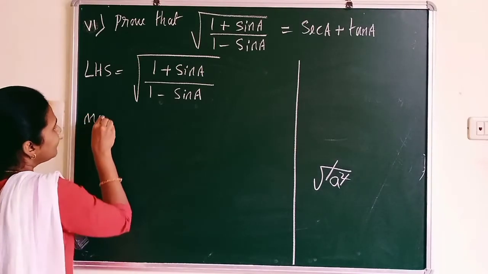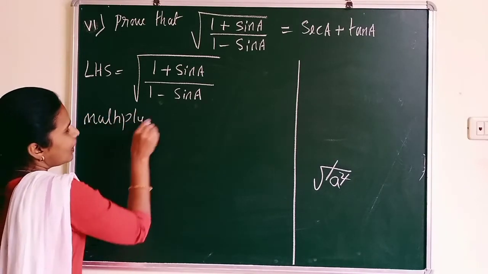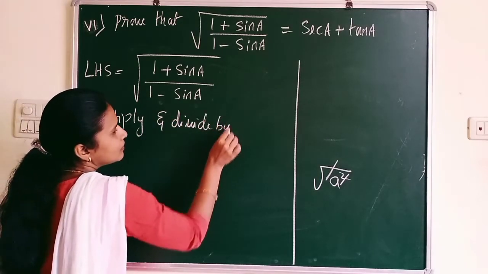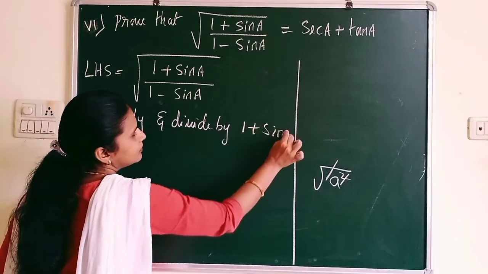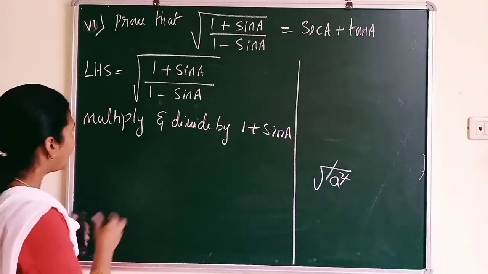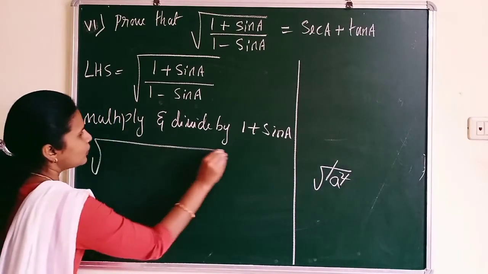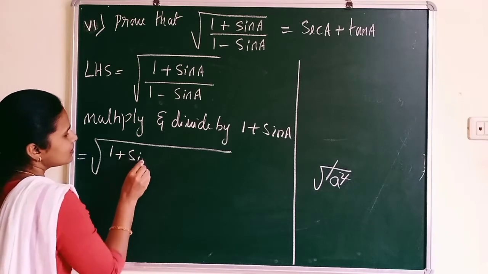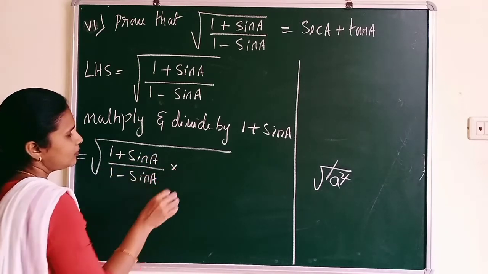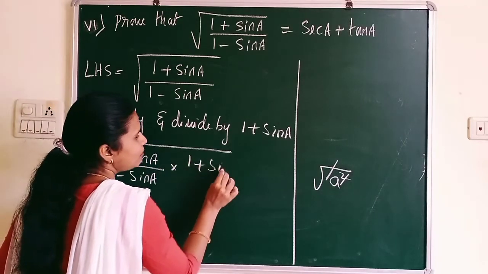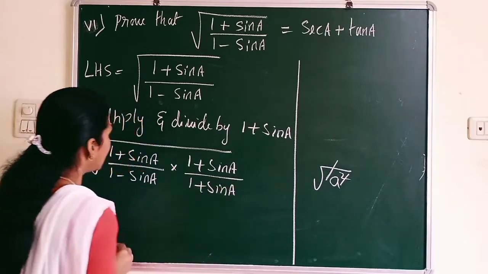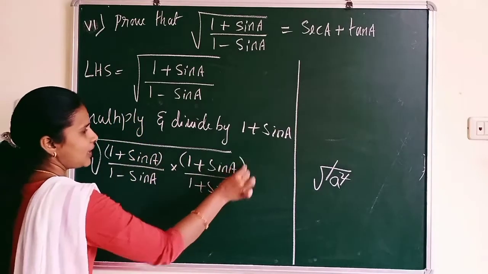So multiply and divide by 1 plus sin A. You have to multiply with the same term and also divide by this same term under the root. So this equals root of 1 plus sin A by 1 minus sin A into, as I just told you, multiply 1 plus sin A and also divide by 1 plus sin A.